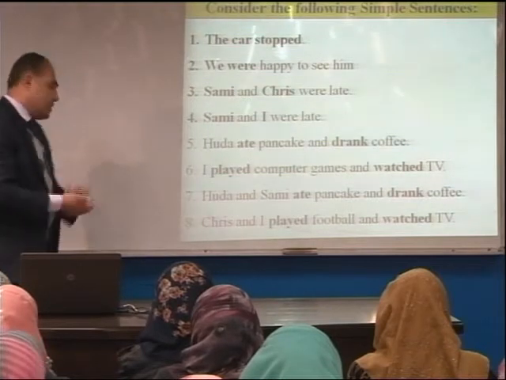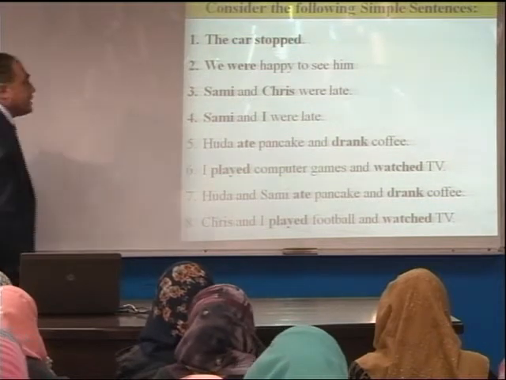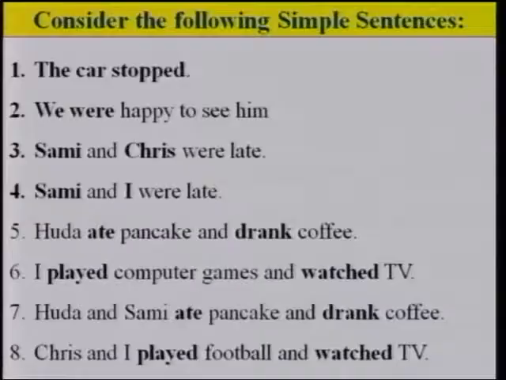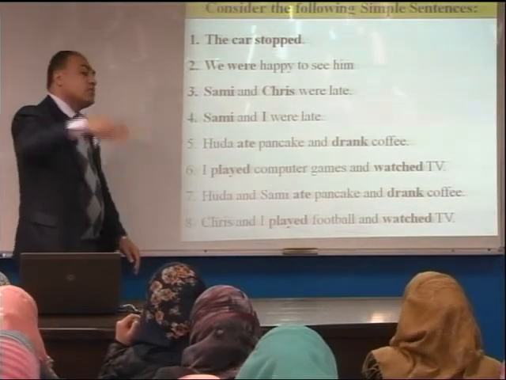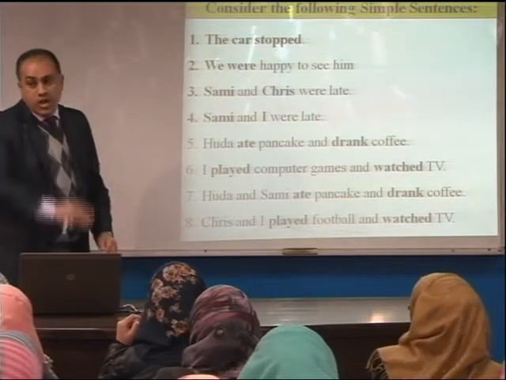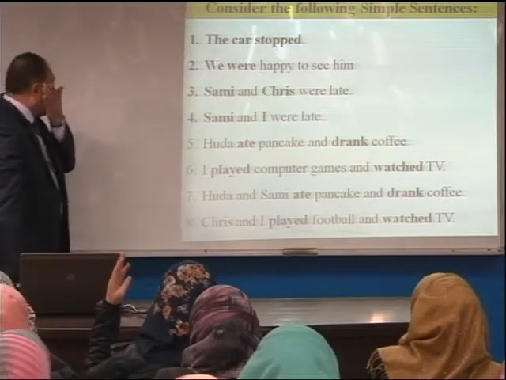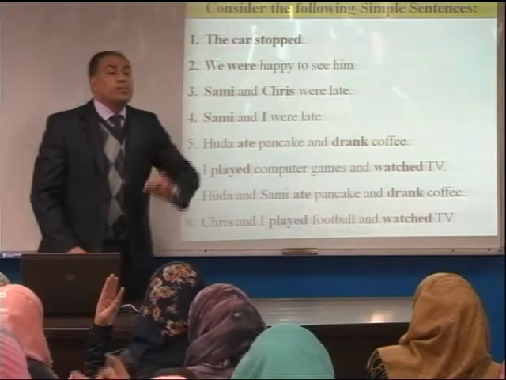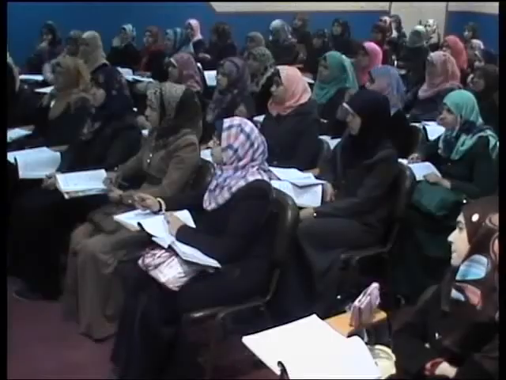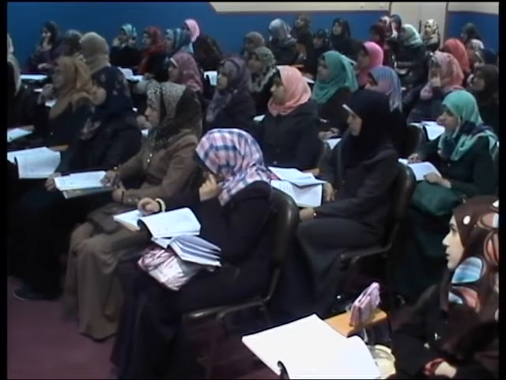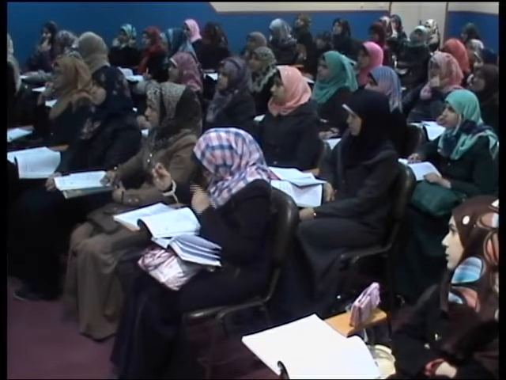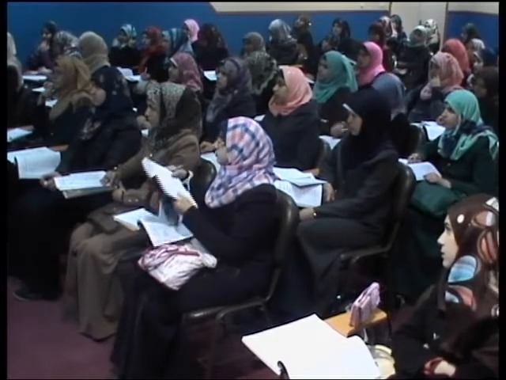Let's quickly do this exercise. Decide where the verb is and where the subject is. What is the sentence type? Is it a subject-verb sentence, which we call an SV sentence, or is it a subject-subject-verb sentence, SSV or SSVV, and so on? Let's look at the first one. The car stopped. Yes, of course it is a simple sentence. It is subject and verb, very nice. So it's a subject-verb sentence.